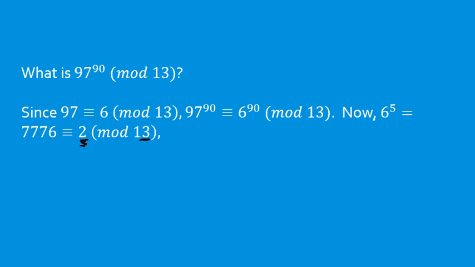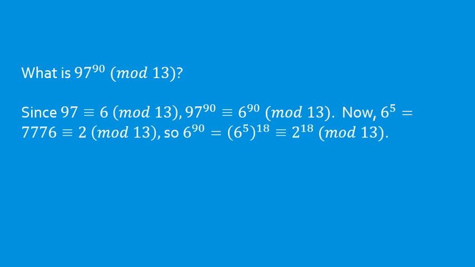So 7,776, or 6 to the 5th, is congruent to 2 mod 13. Here's how I'm going to use that. And it's not a way that we would typically think of doing such a thing, but it is still valid.